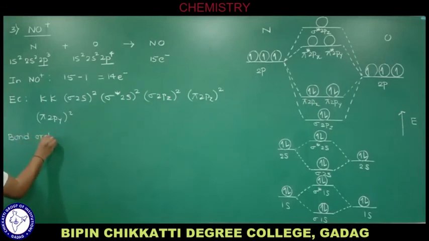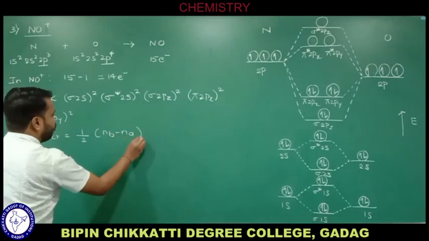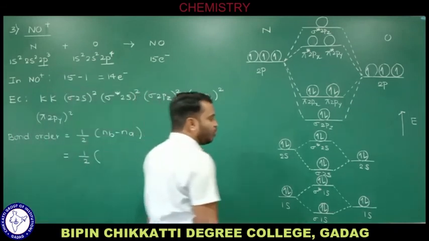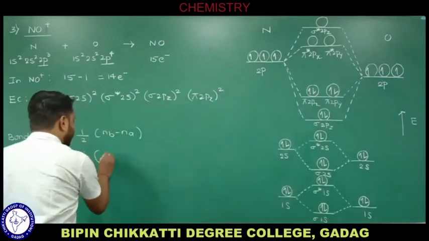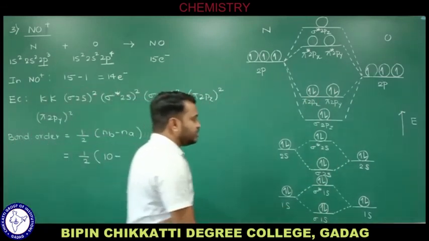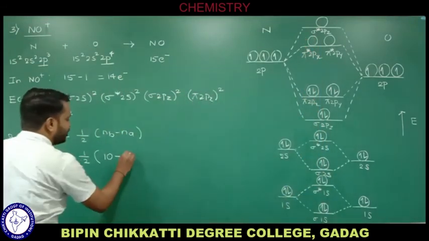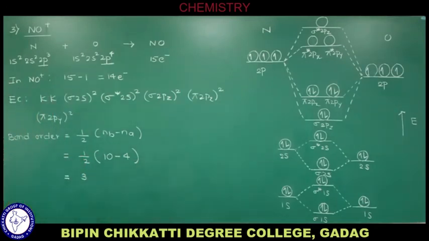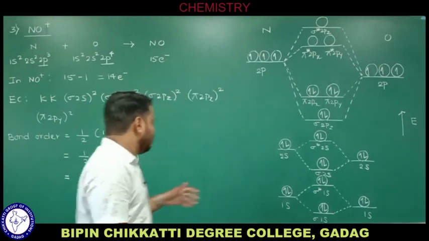Bond order is going to be calculated using the formula 1/2 (Nb minus Na), where Nb is the number of electrons in bonding molecular orbitals and Na is the number of electrons in anti-bonding molecular orbitals. In bonding molecular orbitals we see 1, 2, 3, 4, 5, 6, 7, 8, 9, 10. 10 electrons we have in bonding, and in anti-bonding, 1, 2, 3, 4, and we don't have any electrons here, therefore 10 minus 4 you will get 6, and 6 divided by 2 you are going to get 3. So there will be 3 covalent bonds in NO+, and the bond order is 3.